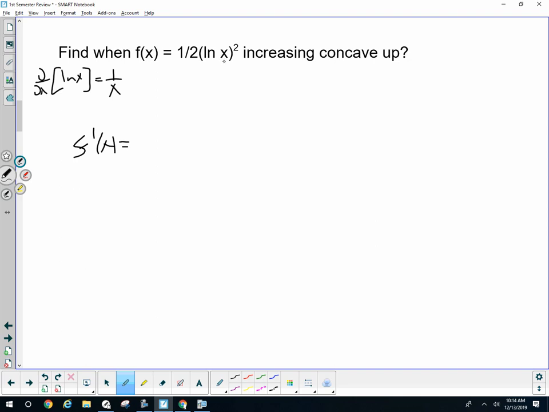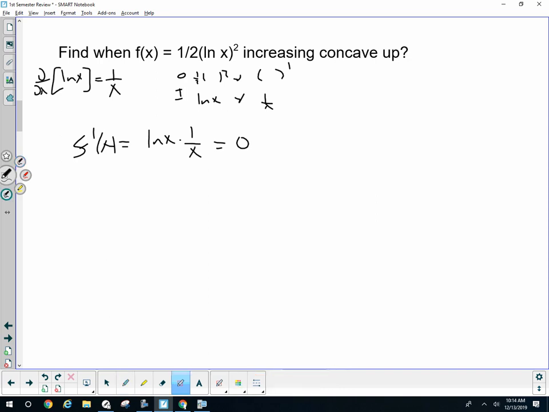So increasing concave up, another function analysis problem. I'll take the derivative of 1/2 log x squared. It ends up being log x times 1 over x. Using the chain rule, outside, inside, outside is 1/2 square. The derivative is just going to be to the first power. Inside, the derivative is 1 over x. So I get this. Set this equal to 0. We also see when it's undefined, but we're talking about the log function. Log function, you can only plug in positives to begin with.